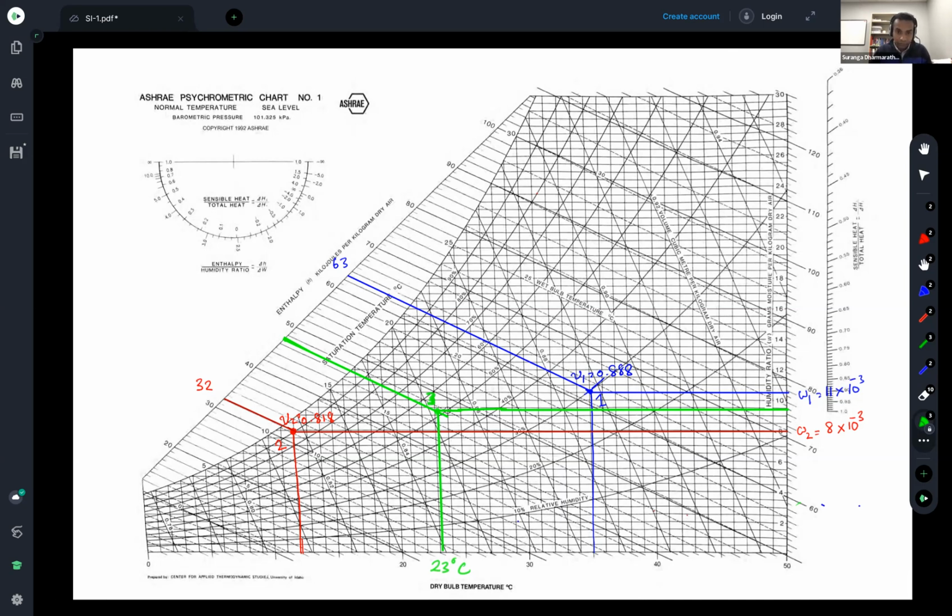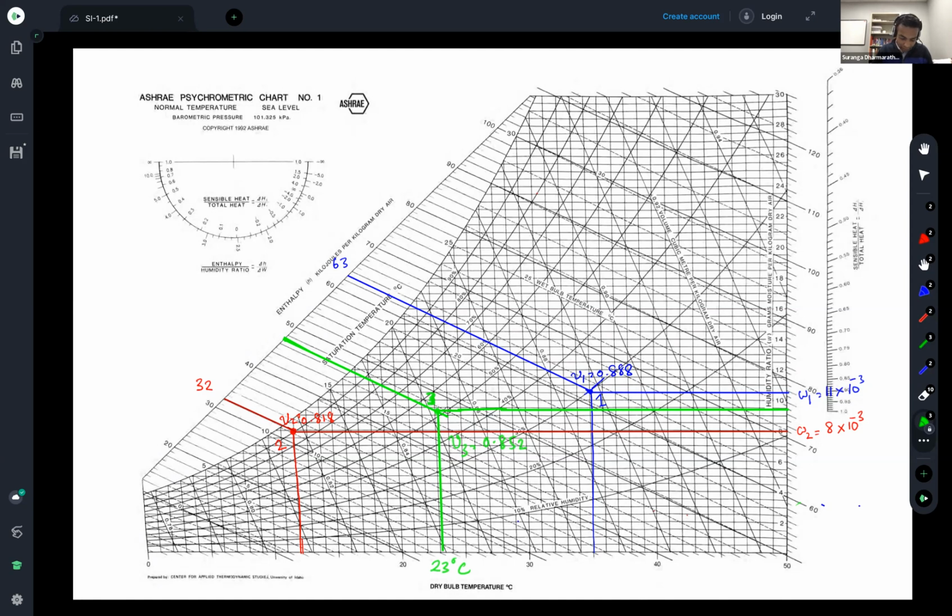And then also the mass flow rate. To find the mass flow rate, we know what m dot 3 is, and then we can find the specific volume 0.84. This is 0.85. Let's say 0.852. So this is V3 is equal to 0.852.